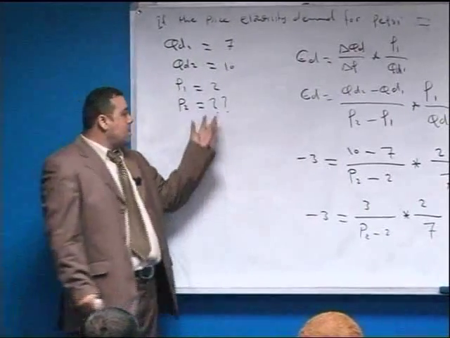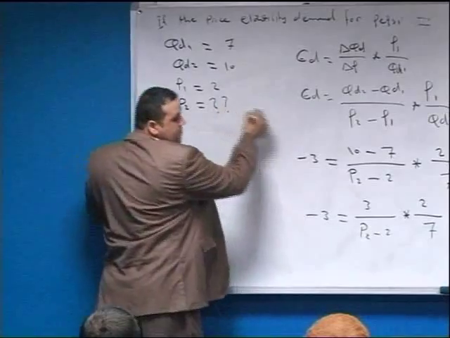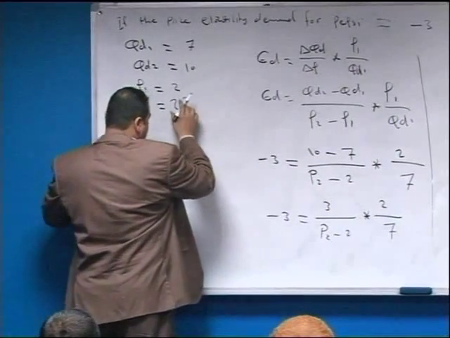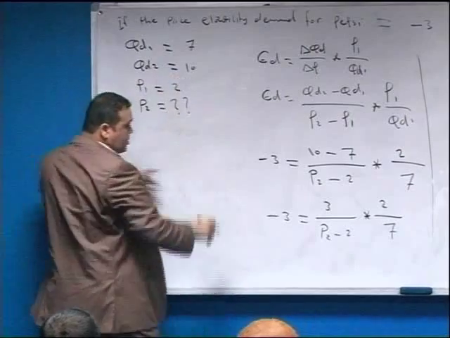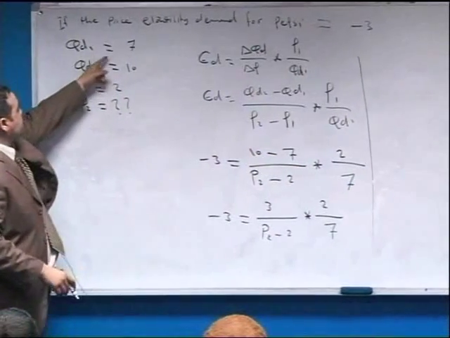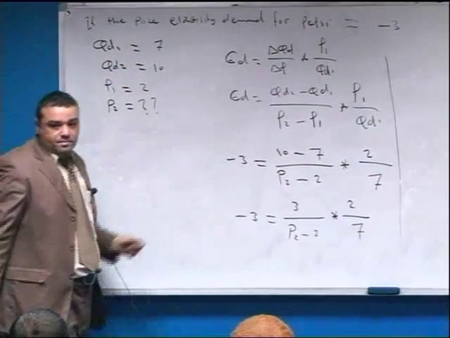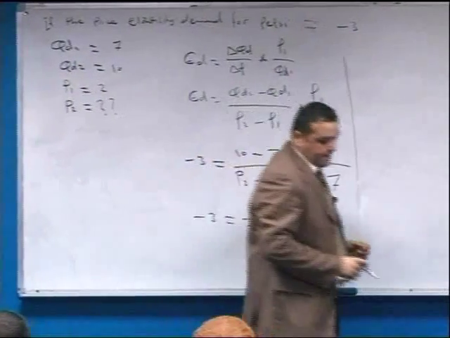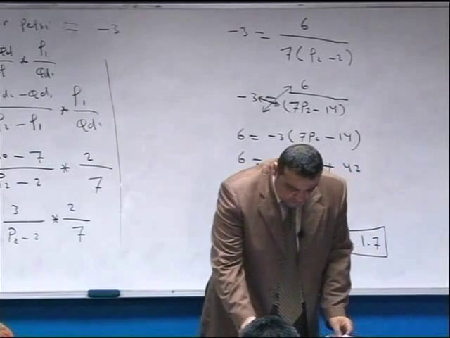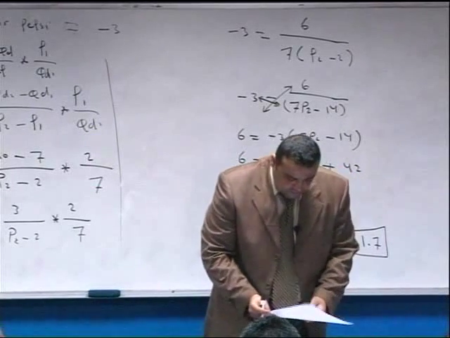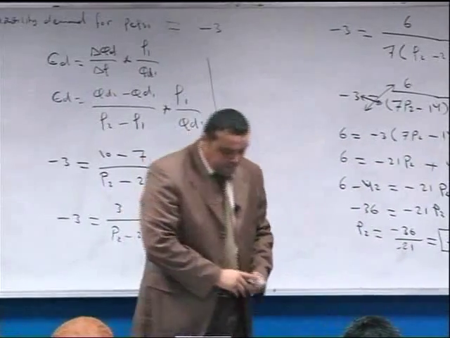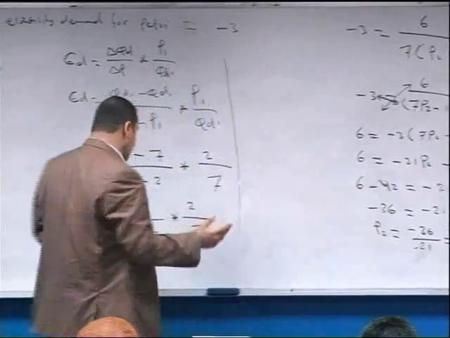This means that when the company declined the prices from 2 to 1.7, the quantity demanded increased from 7 to 10. Right? Okay. If the price of gasoline, another exercise or example.